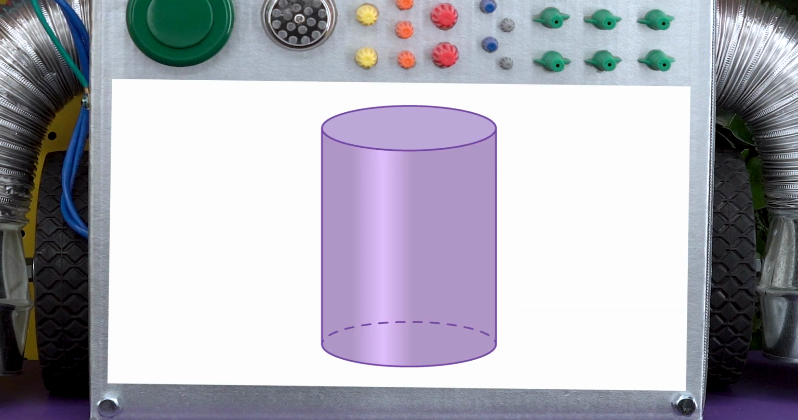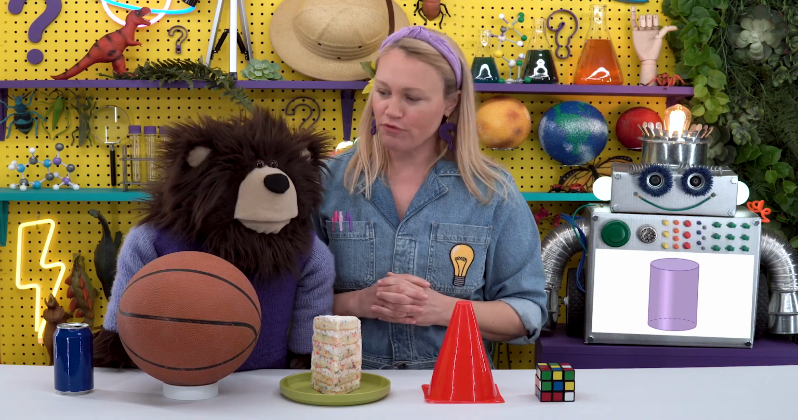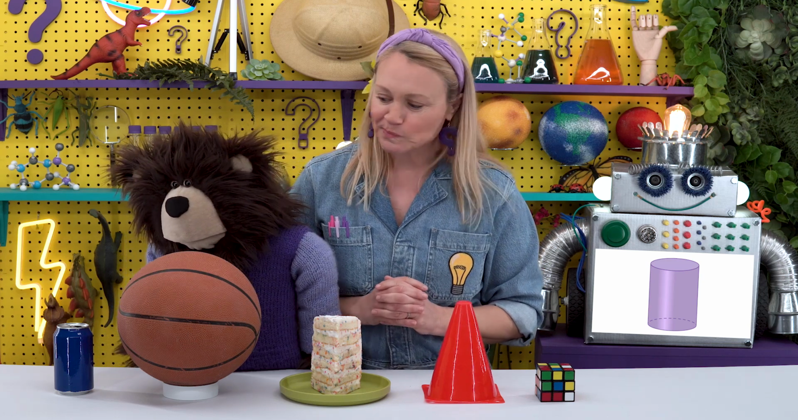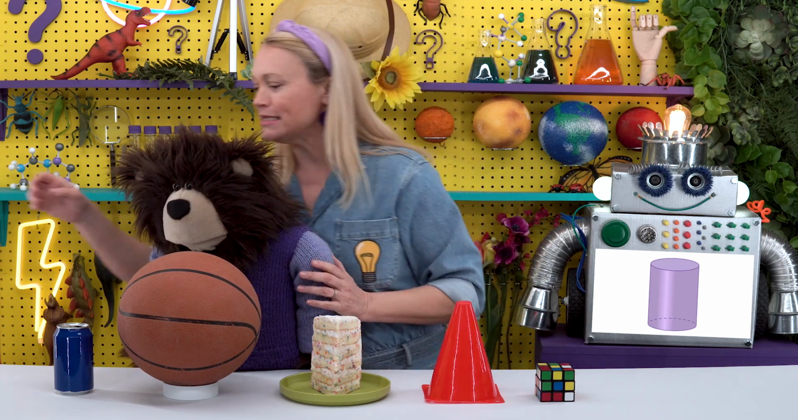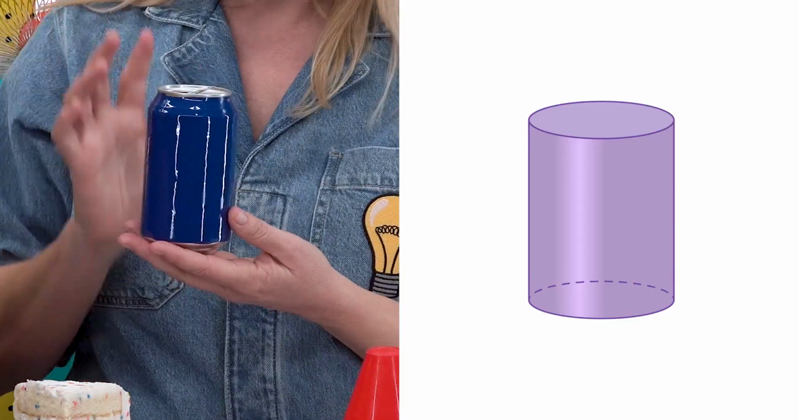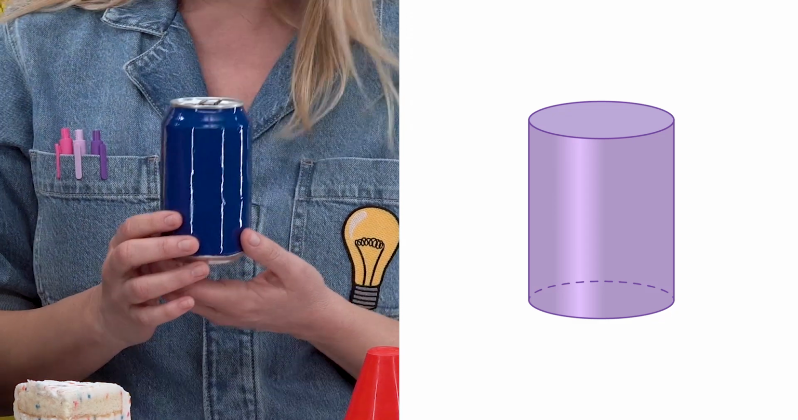This shape is called a cylinder. Can you guess what object in front of us is in the shape of a cylinder? Excuse me, Mayta. Yes, this blue soda can. This soda can is in the shape of a cylinder.